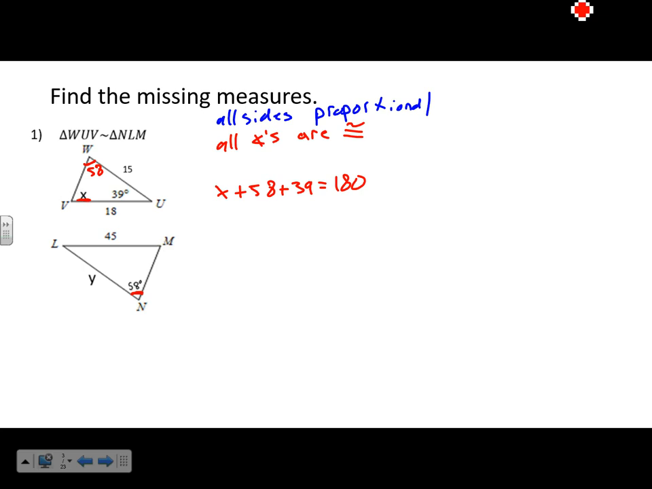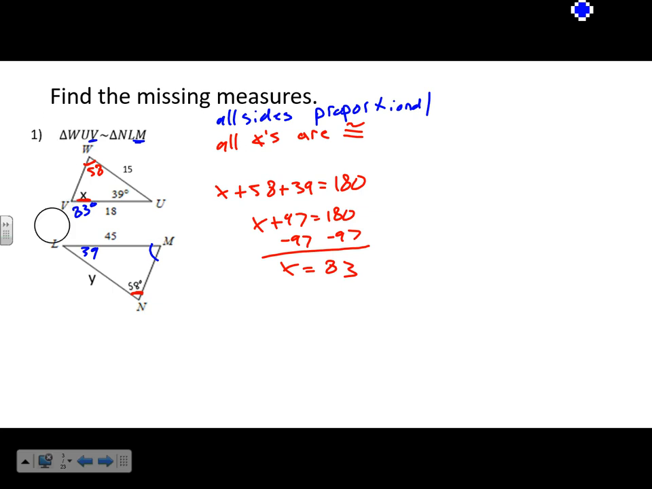So 58 plus 39, combine your like terms. X plus 97 is equal to 180. Subtract 97, we get x is equal to 180 minus 97, which is 83. So that means this angle over here is 83 degrees. Now again, that means that this angle V, if you look up here, pairs up with angle M. That means this is 83 degrees, and this one would be 39 degrees. And again, you can kind of see they look like they're congruent, but you can also use your similarity statement to be sure.